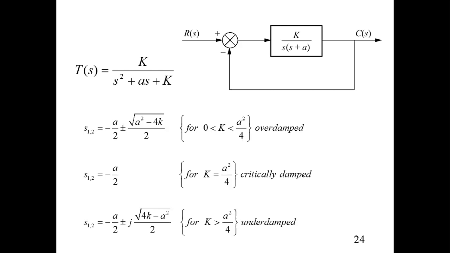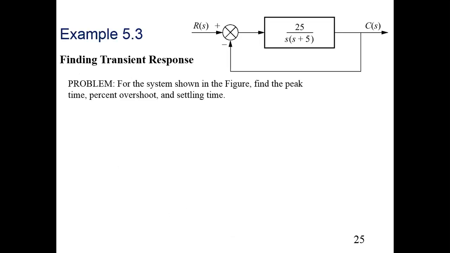Let us now look at two examples that apply the concept to feedback control systems. In the first example, we will determine a system transient response. And in the second example, we will design the gain to meet the specific transient response specification of our requirement. So let's do the first example.